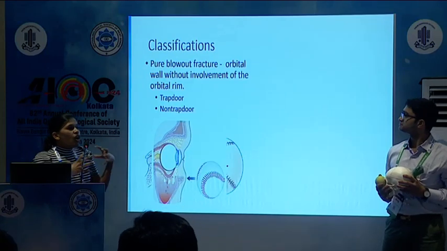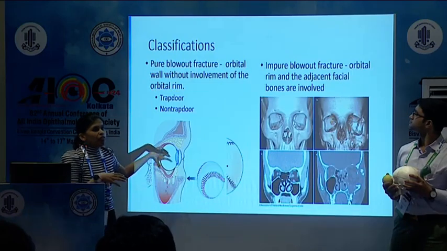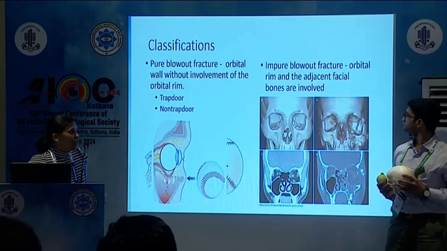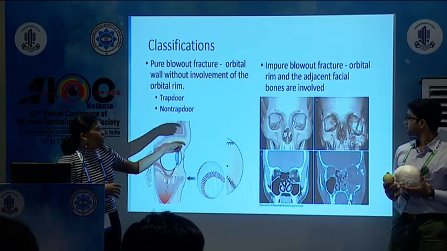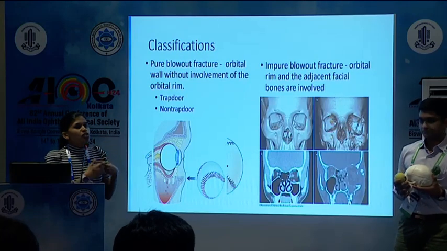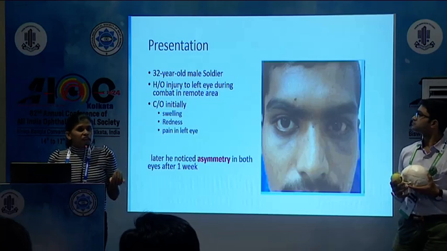Next, there is the non-trapdoor fracture, where there is no entrapment, and the fracture segment and everything drops perhaps into the antrum. And there is the impure blowout fracture, where all the facial bones and the rim are also involved. Next, we learn by case presentation.